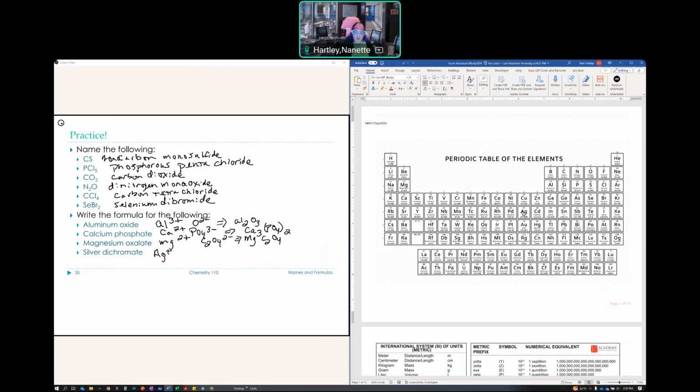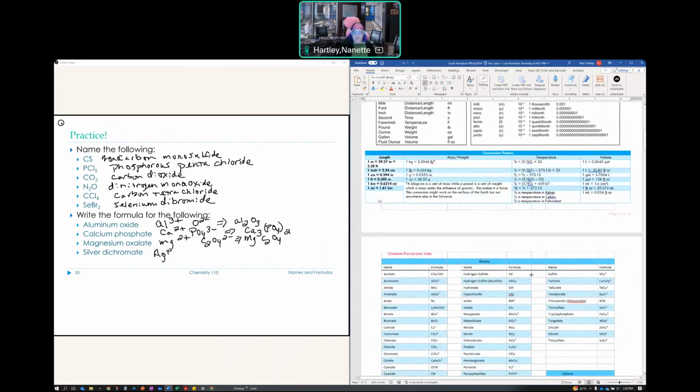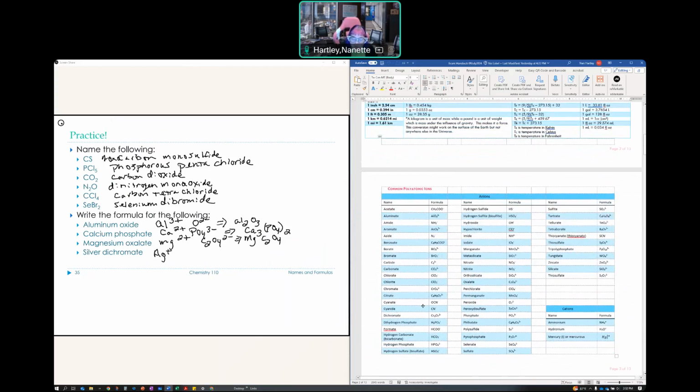Now, dichromate is a polyatomic ion. I need to come find dichromate down here. Dichromate is Cr2O7, and it's 2 minus. So I'm going to go Ag2Cr2O7. That is my silver dichromate.